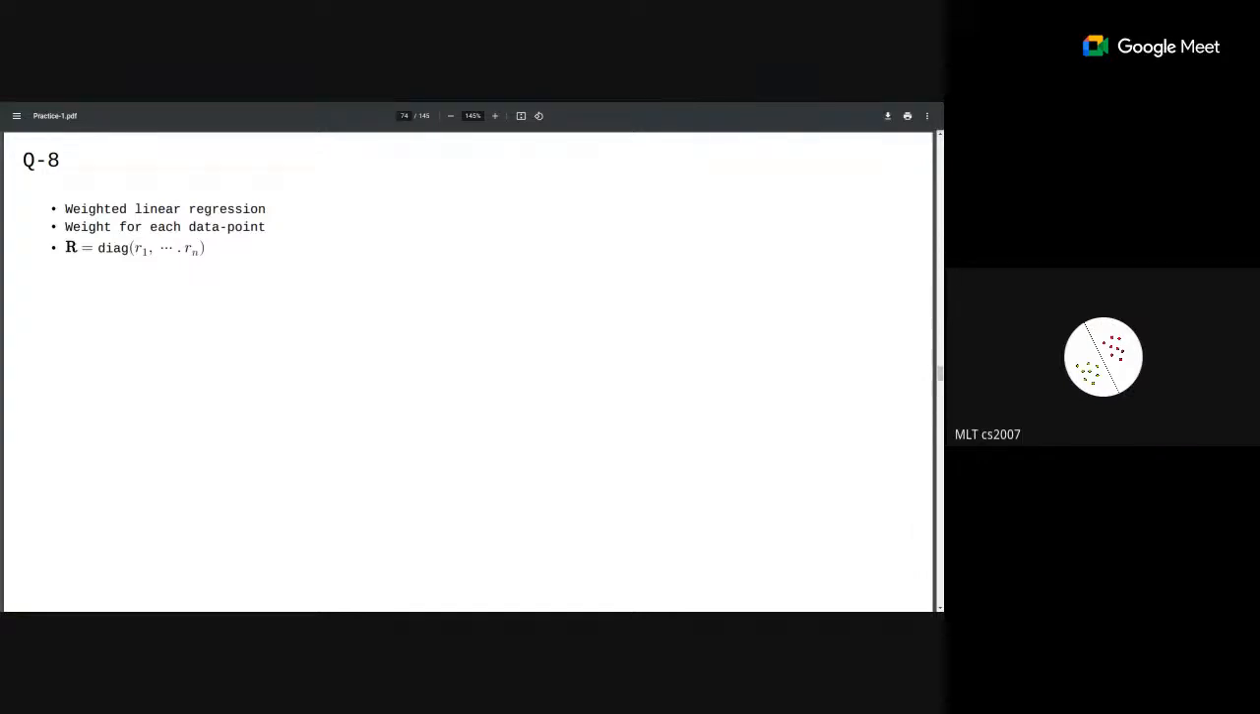So what is this? This question is about a weighted linear regression, right? Where you have a weight corresponding to every data point. So in the loss function, instead of just having W transpose X minus Y whole square, you are going to consider certain data points to be more important as far as the loss is concerned than other data points, right? So I weigh them accordingly. R1 is the weight of the first data point, Rn is the weight of the nth data point.